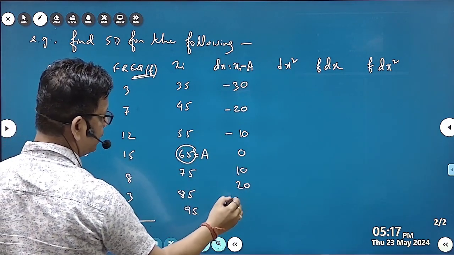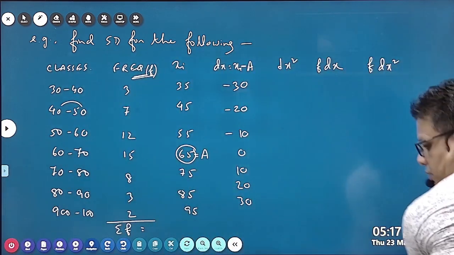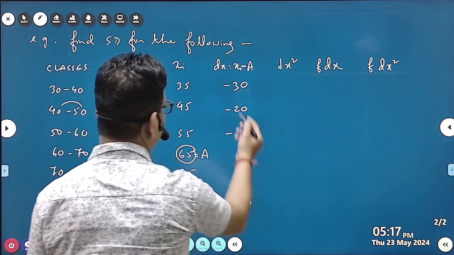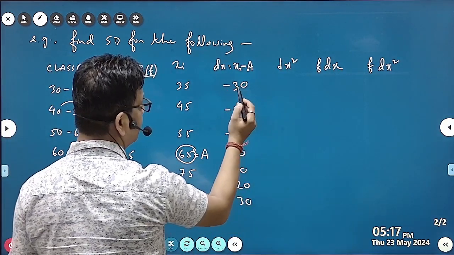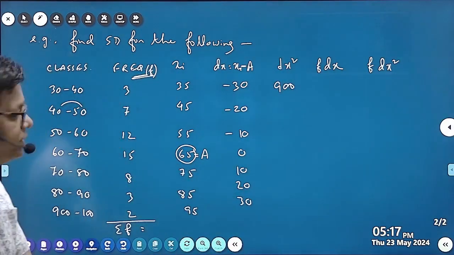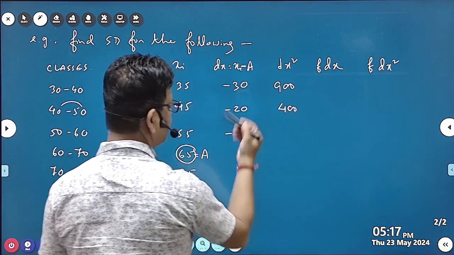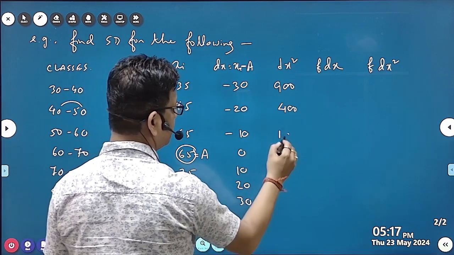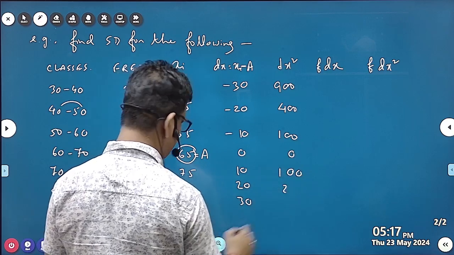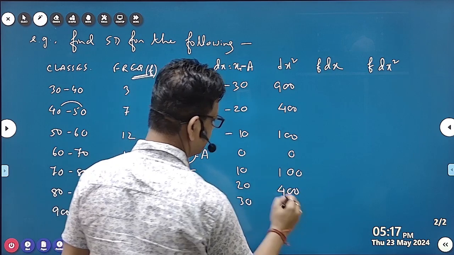Then 20, then 30. Now what I said is, you find this dx square. So dx square means the sum of squares of these. So square of 30, how much? 900. Yes or no? 30 square, minus 30 square will become plus only. Square of 20 is 400. Minus will become plus. 10 square is 100. Then 0. 10 square is again 100. 20 square is 400. 30 square is 900.